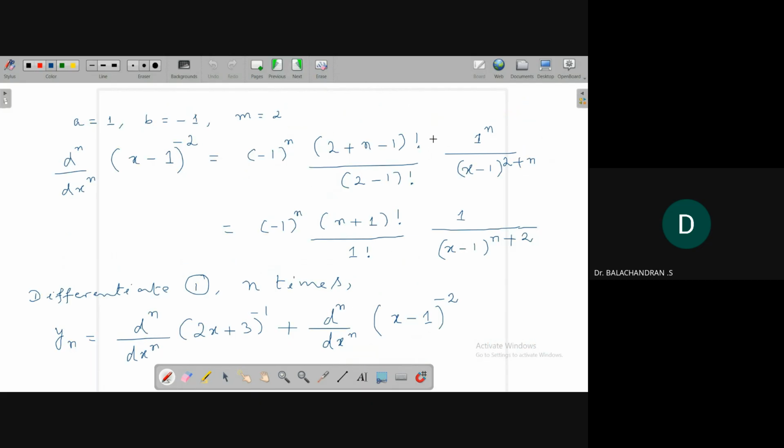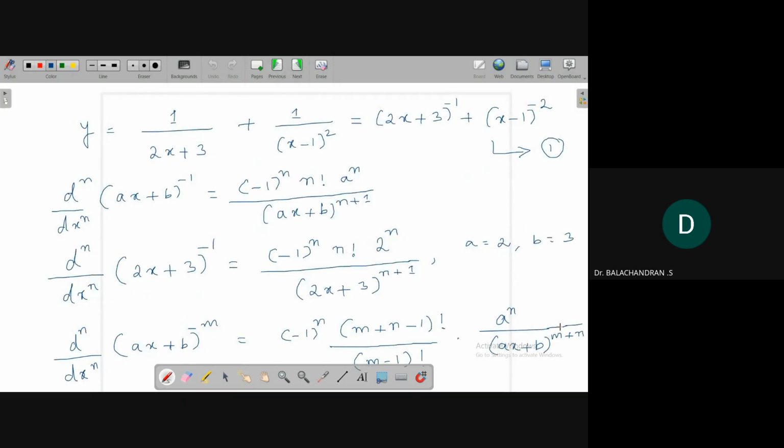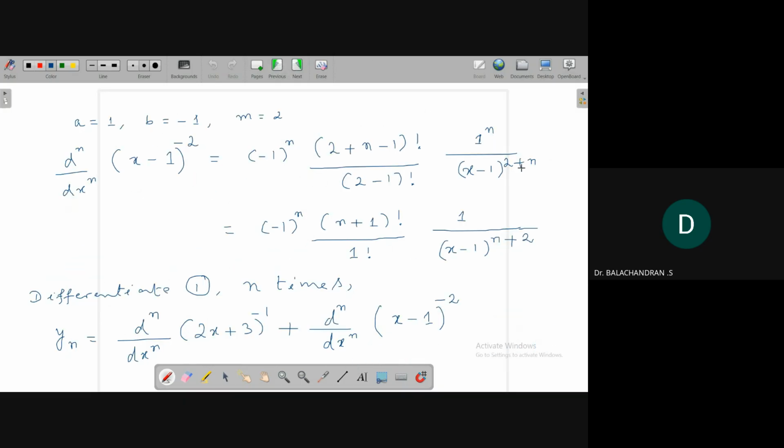So a power n, a is 1 power n, by 1 into x plus b, but b is minus 1 whole power m plus n. M is 2, so 2 plus n. If you simplify this, minus 1 whole power n into n plus 1 factorial by 2 minus 1 is 1 factorial into 1 by x minus 1 whole power n plus 2.